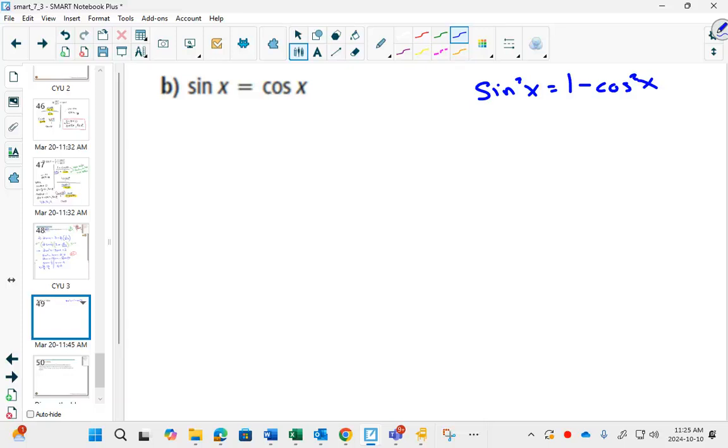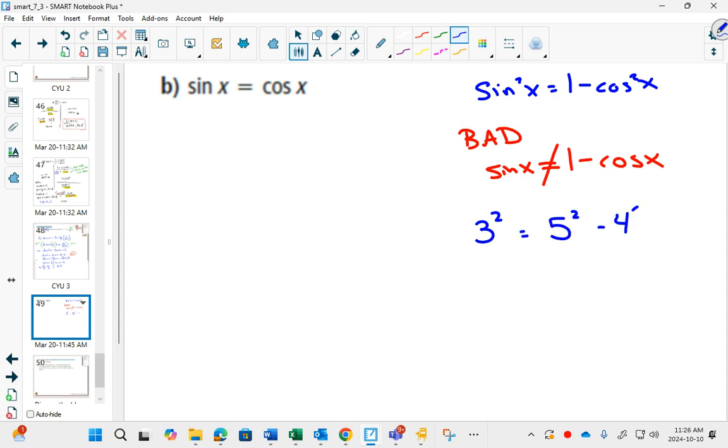Okay? People are tempted. This is bad. I'll write it in red. This is bad. Sin x is not equal to 1 minus cos x. You're tempted. Can you see how you'd be tempted? Can't I just square root both sides? But no. It doesn't work. I'll show you an example why it doesn't work. Would you agree that 3 squared, which is 9, is equal to 5 squared minus 4 squared? If I take 9, it's equal to 25 minus 16. This is true.